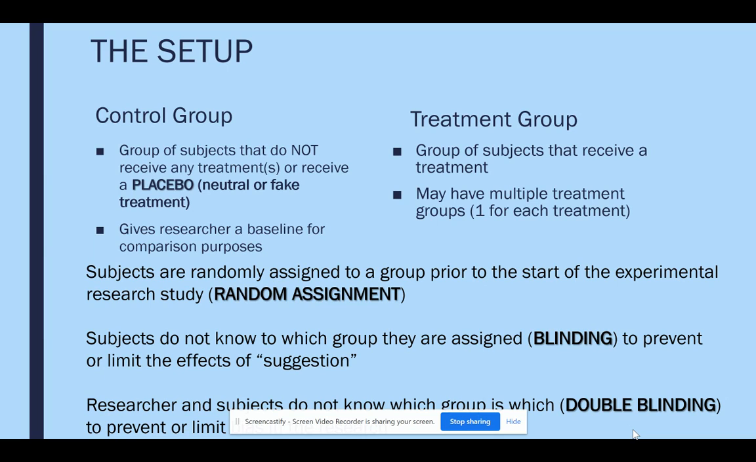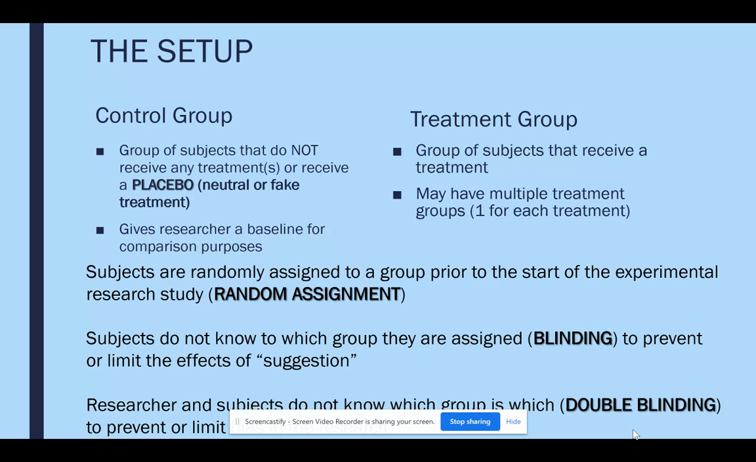Sometimes within research, the participants don't know which group they're in, whether the control group or the treatment group. That's done to prevent or limit the effects of suggestion. If I know that I'm taking the actual medication, then I may falsely feel like something's happening, and it's really not true. When the subjects don't know which group they belong to, it's called blinding. Now, the researcher still knows that group A is the control group and group B is the treatment group, but the subjects don't know.